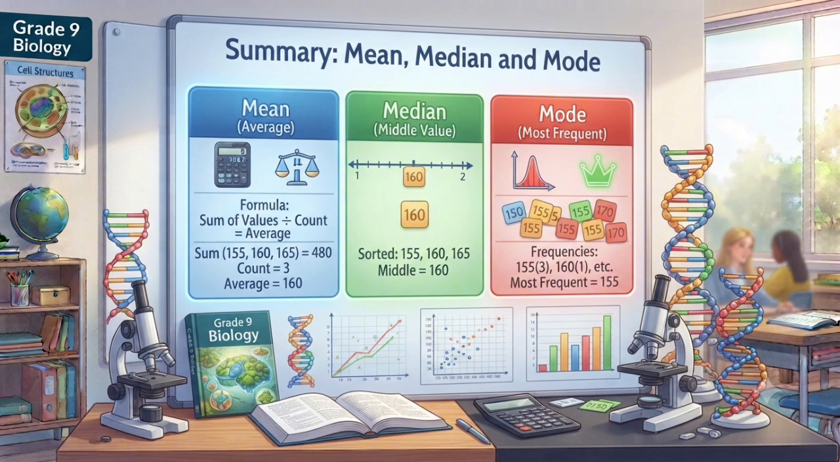Conclusion. To summarize today's lesson, mean equals sum of all values divided by number of values. Median equals middle value after arranging the data. Mode equals most frequently occurring value. A dataset may have one mode, two modes, or no mode. Understanding these three measures helps us organize data, interpret results correctly, and make better scientific conclusions.